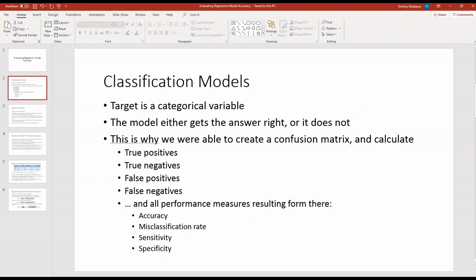So each time we make a prediction, there are two possible outcomes. The model says yes, and the actuality is yes, so that's a true positive. The model says no, and the reality is no, that's a true negative. The model says yes, but actually it's a no, that's a false positive, and the model says no, but actually it's a yes, that's a false negative.